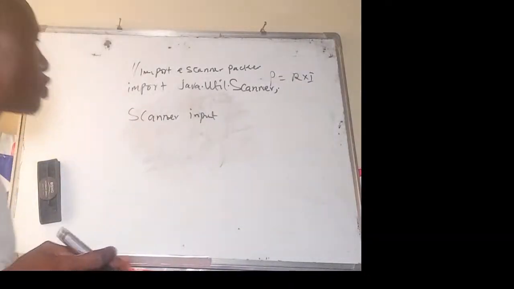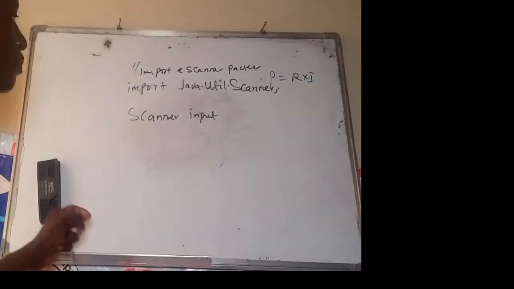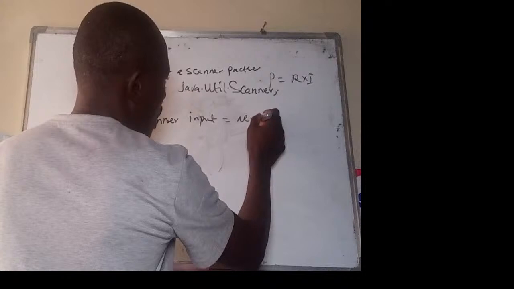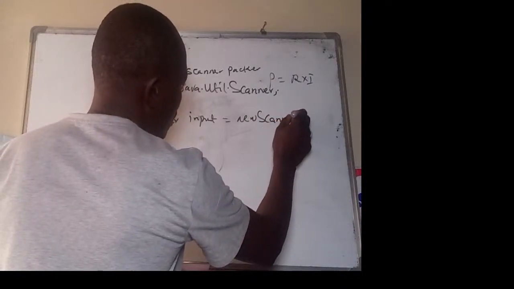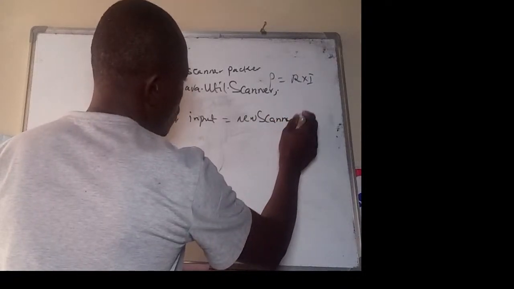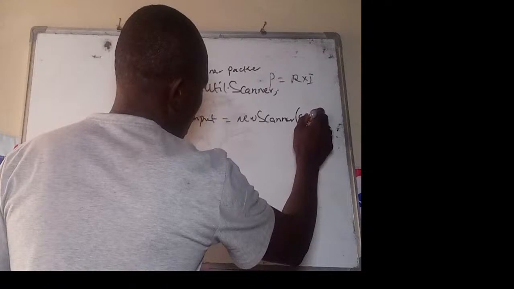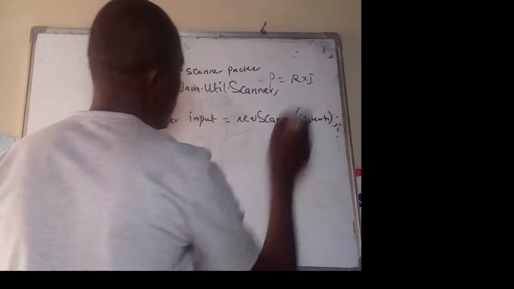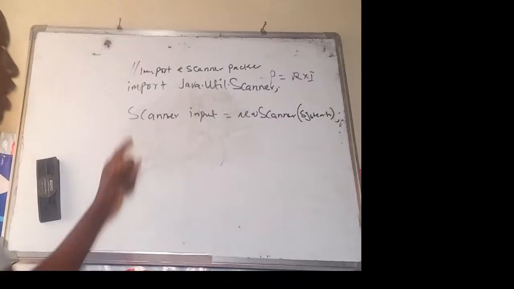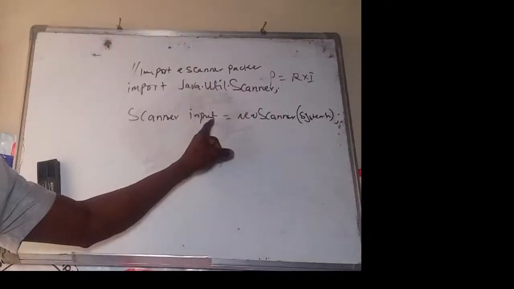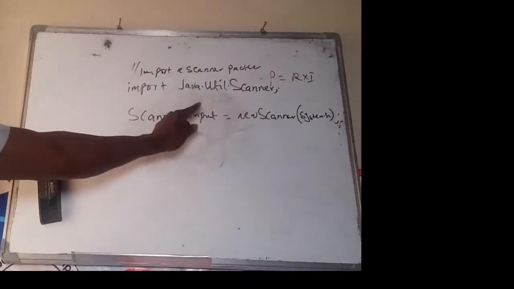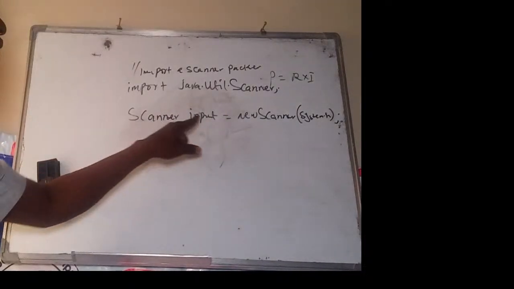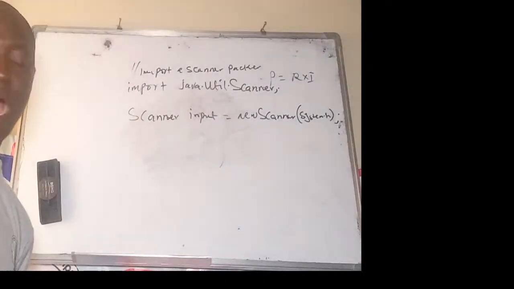Are we together? So it is equals to new Scanner, inside a parenthesis you have System.in, right? Once you have this, it means you have created an object that can use your scanner, that can be able to use your input as a statement.